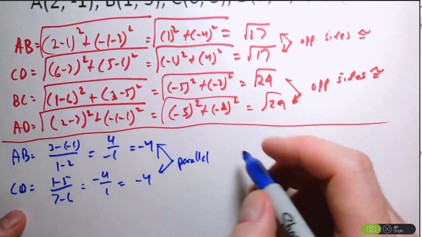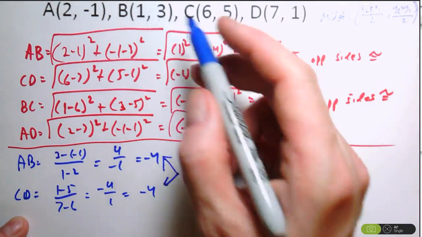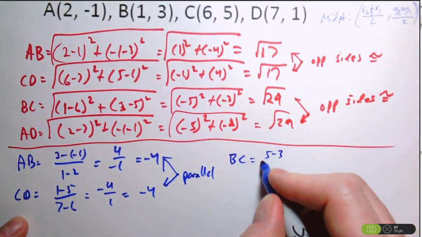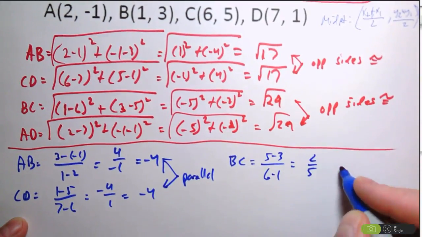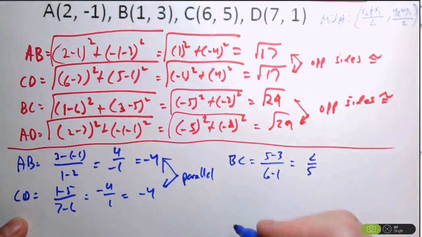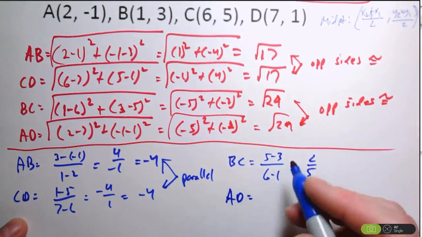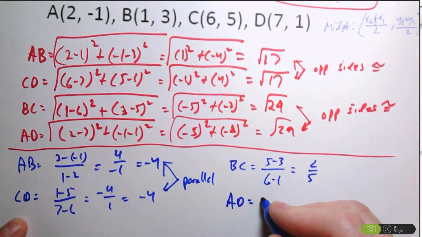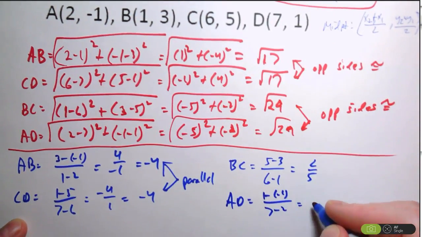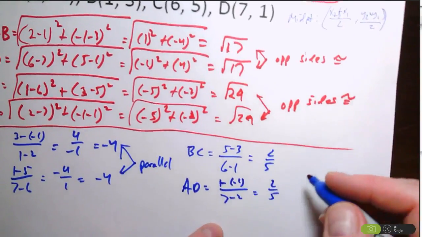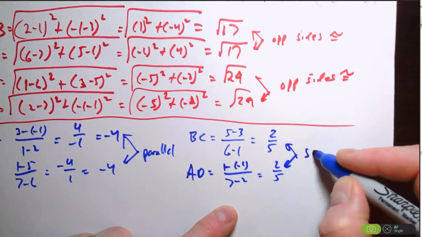And now do the same thing for BC and AD. BC will be 5 minus 3 over 6 minus 1, 2 over 5. And do the same thing for AD. 1 minus -1 over 7 minus 2. Also gives me 2 over 5 for those, so same slope.